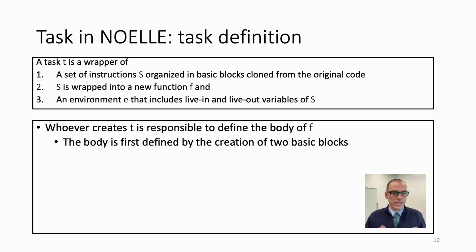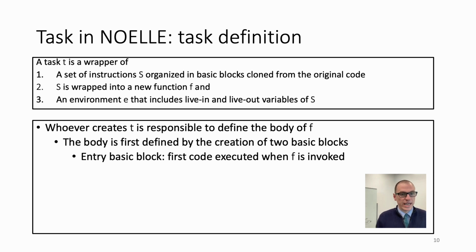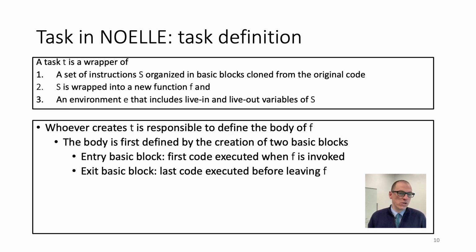The body of the task is composed of basic blocks, and as soon as you instantiate a new task, the body is going to be created for you with only two basic blocks. One has a special name, the entry basic block, which is the first code that is going to be executed when F is invoked. And you also have the exit basic block, which is the last code that has to be executed before leaving F. And those are constraints.